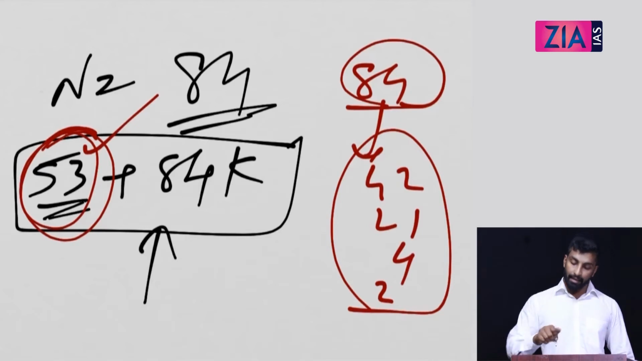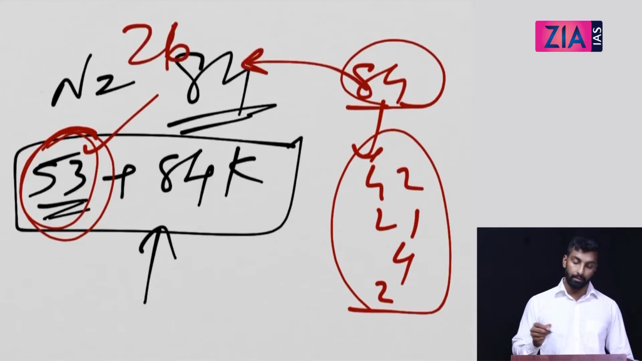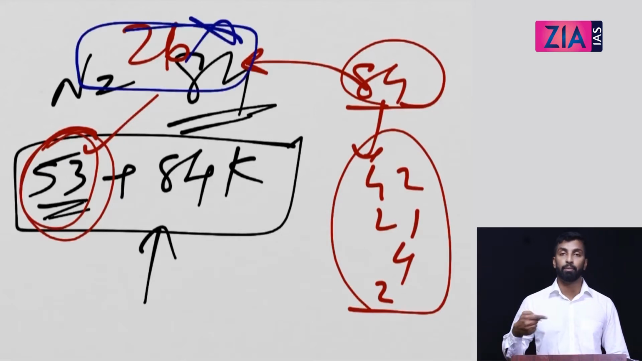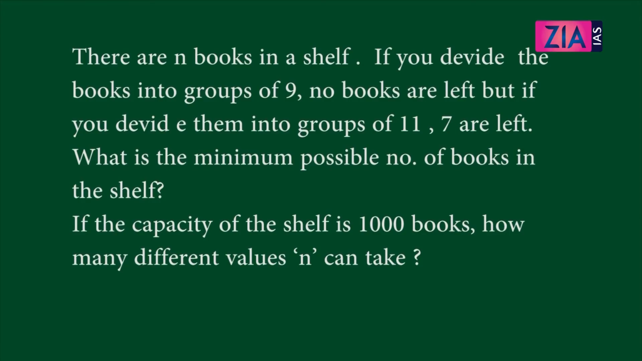But if I take any number other than a factor of 84, let's take 26, what is the answer? The answer is that it cannot be determined, because you get different remainders for different numbers.